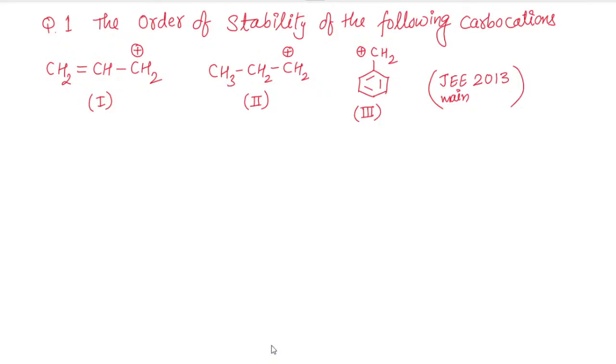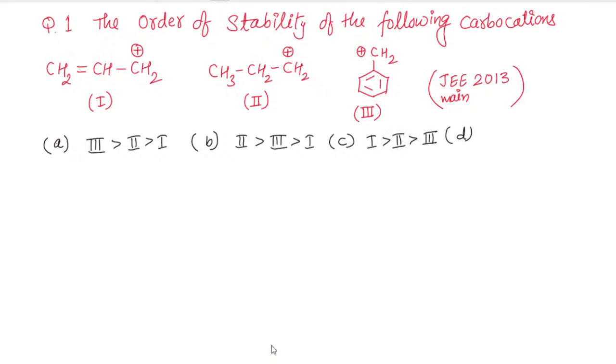The order of stability of the following carbocations. You have three carbocations. Tell me what is the order of stability. Options: A is 3 greater than 2 greater than 1. B is 2 greater than 3 greater than 1. C is 1 greater than 2 greater than 3. And D is 3 greater than 1 greater than 2. Tell me what is the order of stability.